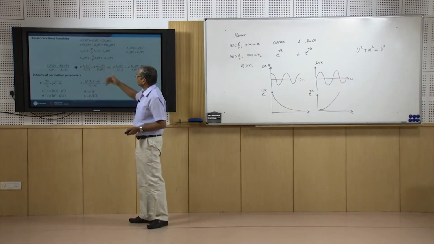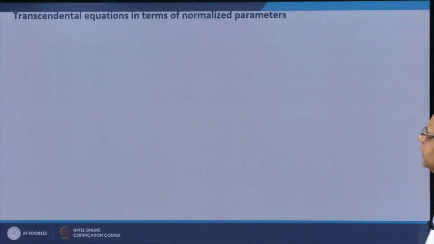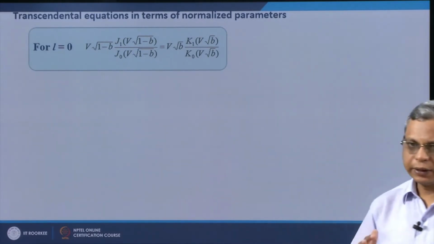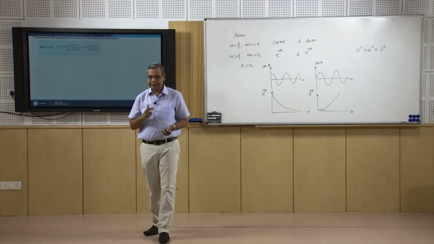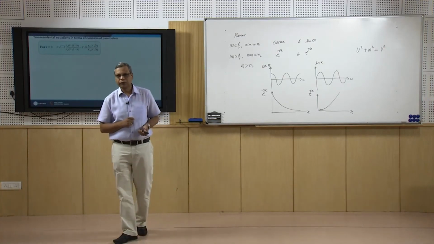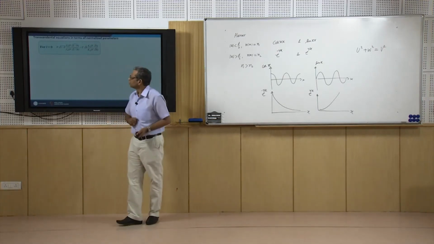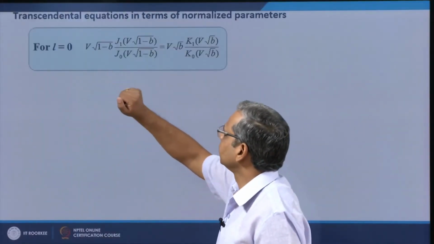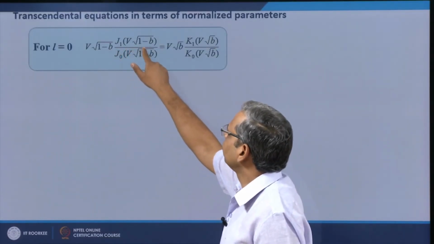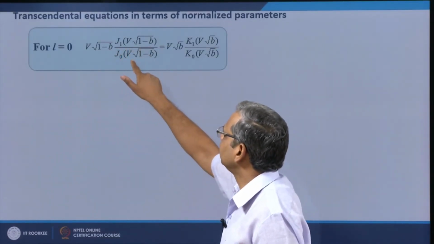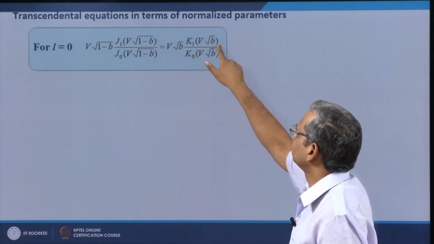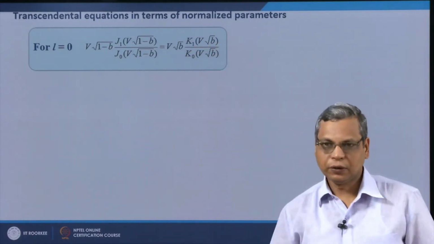With the help of this I can get the transcendental or eigenvalue equation in terms of normalized parameters, and this equation I can put in 2 categories: one for L equal to 0 and one for L greater than or equal to 1. For L equal to 0, the equation becomes: V times square root of 1 minus b, J_1 of V square root of 1 minus b, divided by J_0 of V square root of 1 minus b, is equal to V square root of b, K_1 of V square root of b, divided by K_0 of V square root of b.